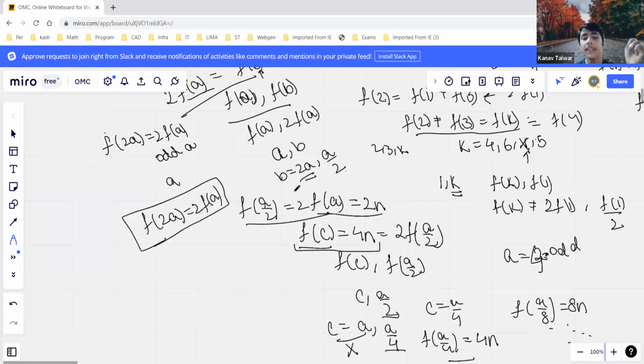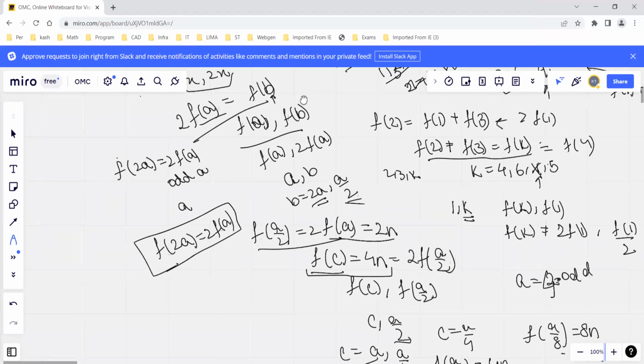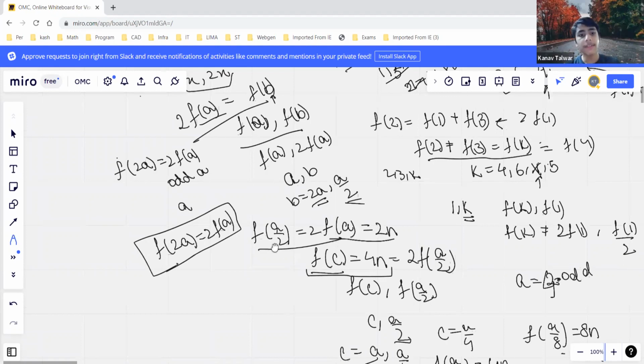So if b were a by 2, so we'll first take the case that b is equal to a by 2, then we have that f of a by 2 is twice f of a, as in our above assumption. Right? Yes. Now we let f of a equal n. So we have f of a by 2 is equal to twice n.